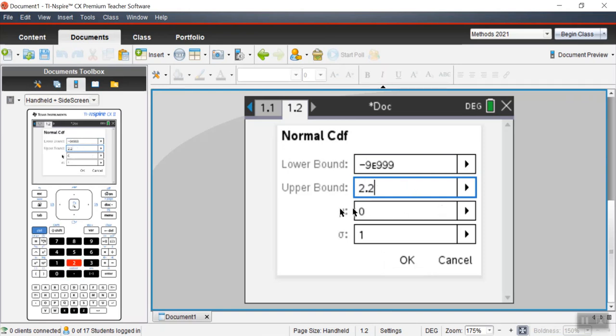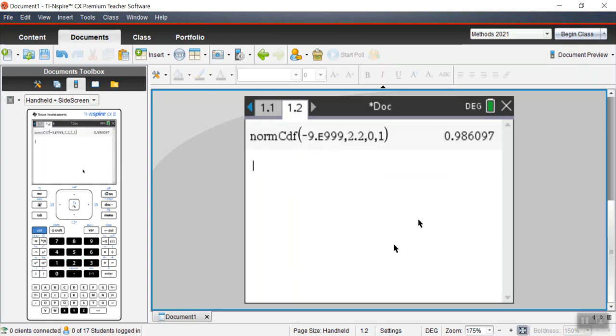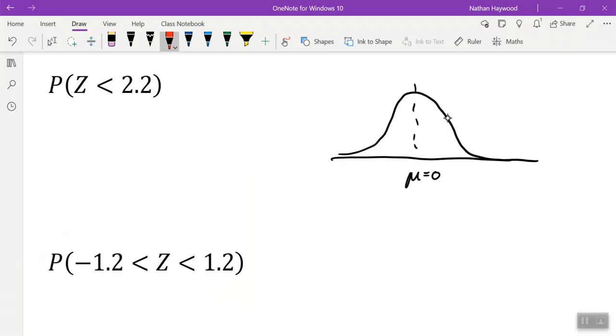2.2, the z-score. We've got the normal distribution mean, which is 0, and the normal distribution standard deviation, which is 1. And that gives us the probability of Z being less than 2.2, 0.986097, or 98.6% approximately. So we wanted this area under the graph, and we found that this area under the graph was that.